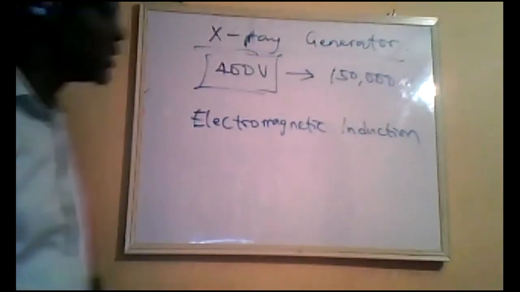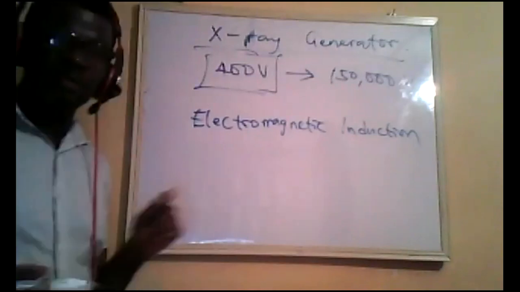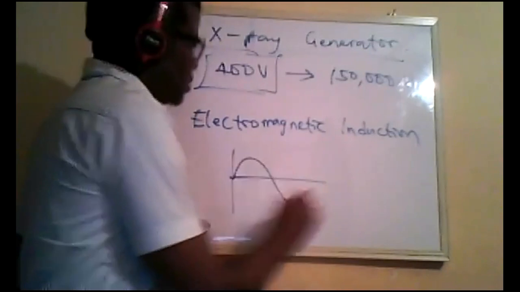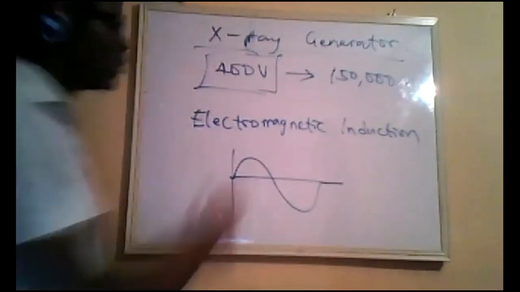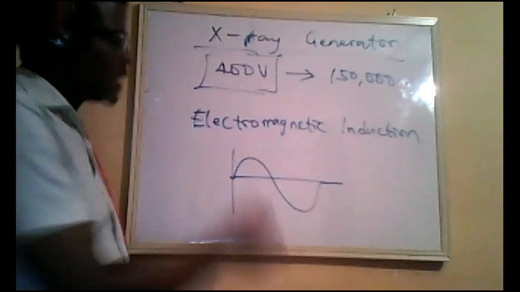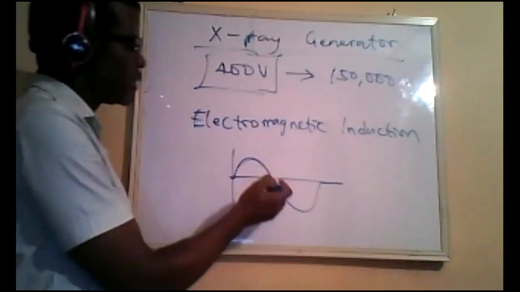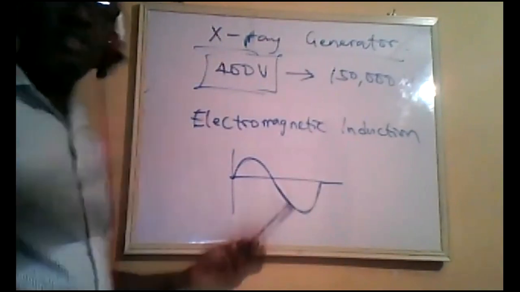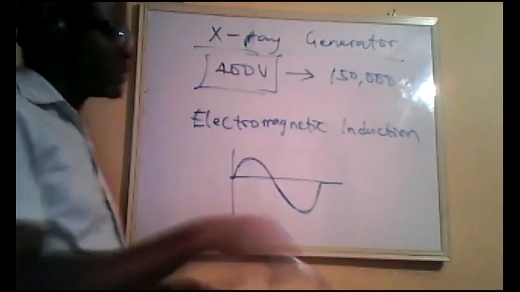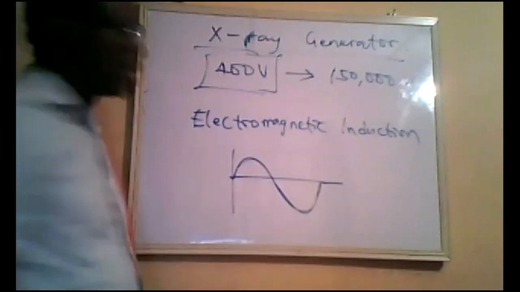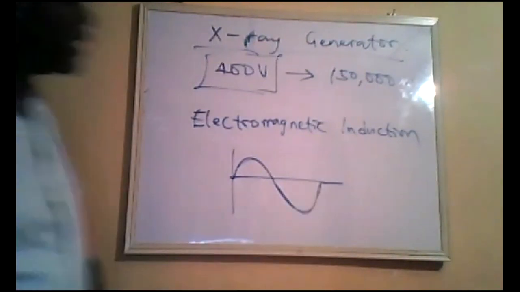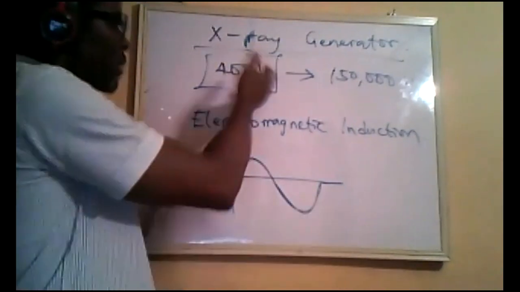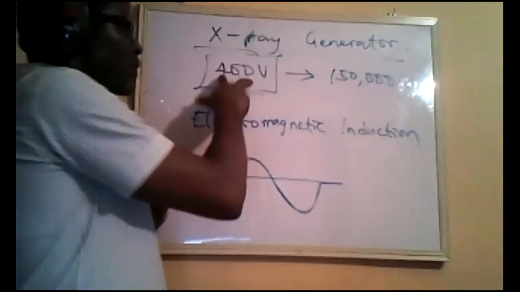Alternating current is current that changes its direction. In a particular cycle, it will change its direction twice. At a particular time it is positive, and at another time it is negative. So the generating set of the X-ray tube is going to give us alternating current. This alternating current is what we get from the mains, maybe 400 or 200.